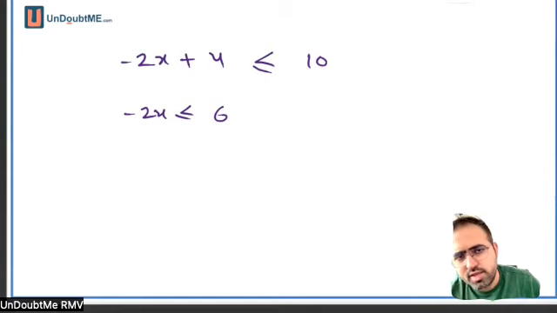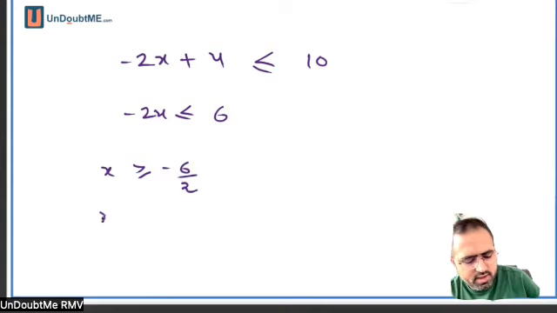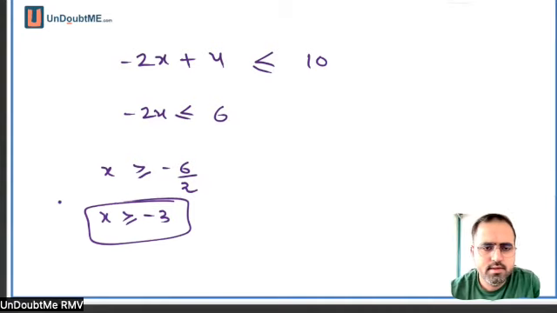If I divide both the sides by -2, then I will blindly follow that rule, that it will be x greater than or equal to -6/2, x greater than or equal to -3. Okay, I changed the sign on my own because of that rule.